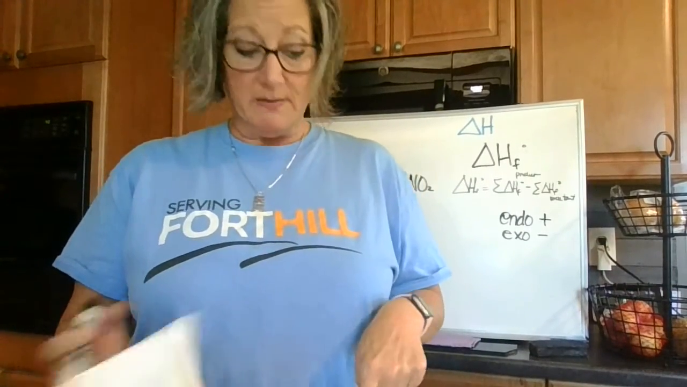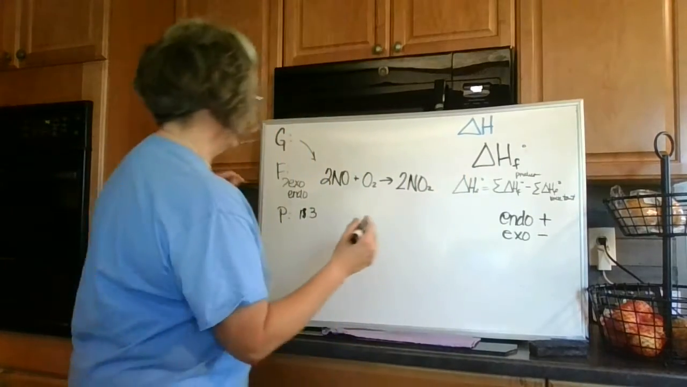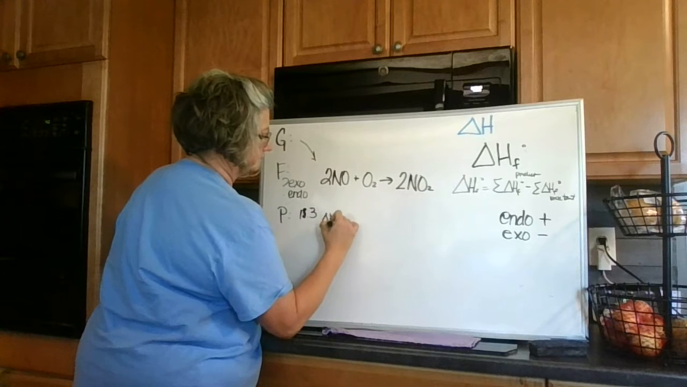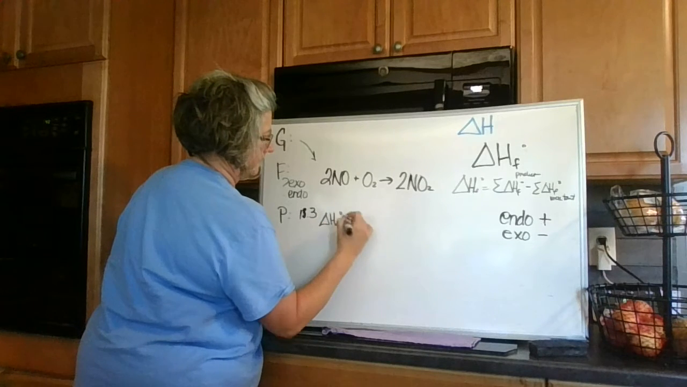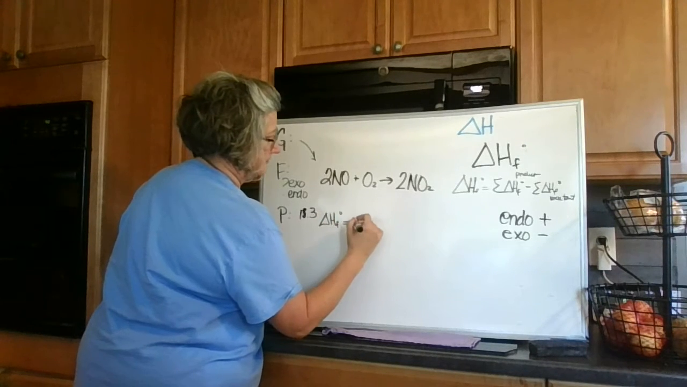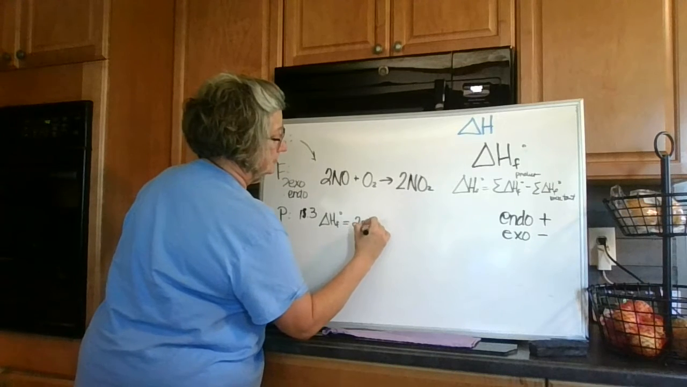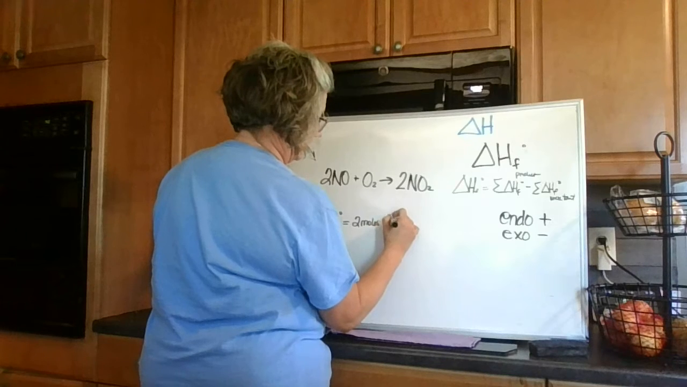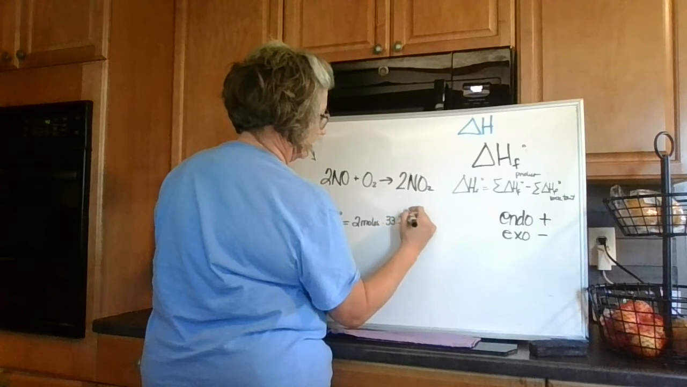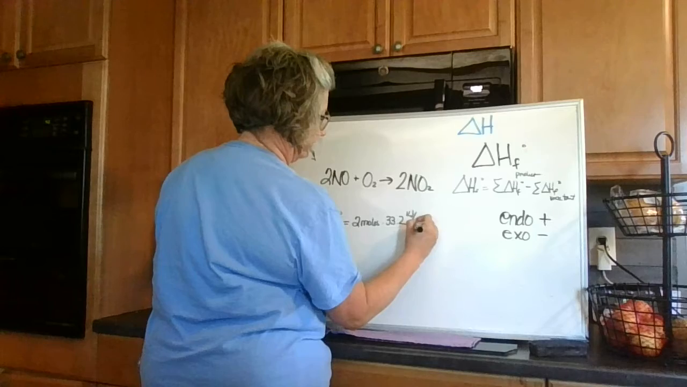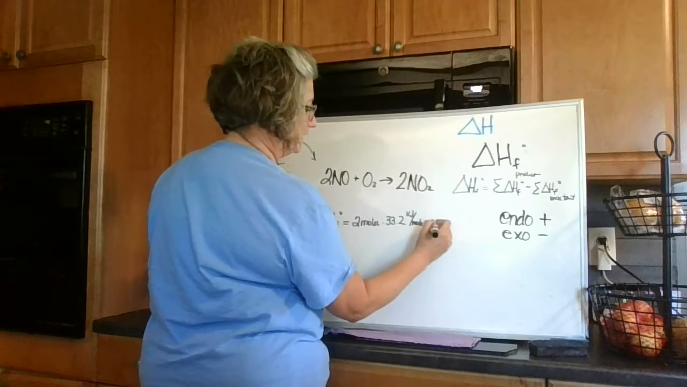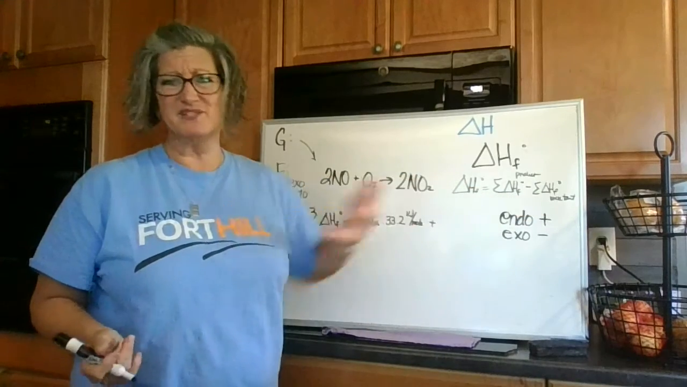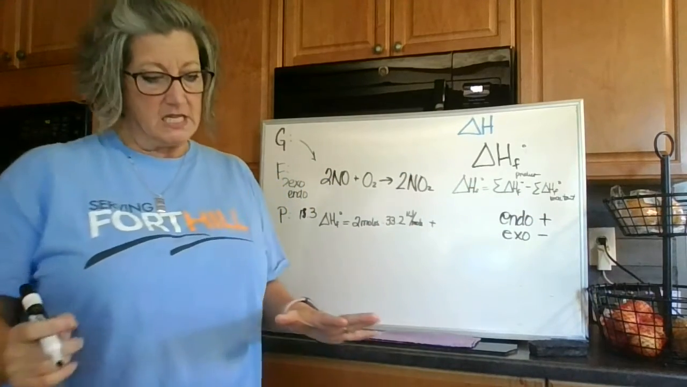NO2 is 33.2. So I have equals 2 moles times 33.2 kilojoules per mole. Plus, this should go straight on. If I had my big board, this would be super easy.